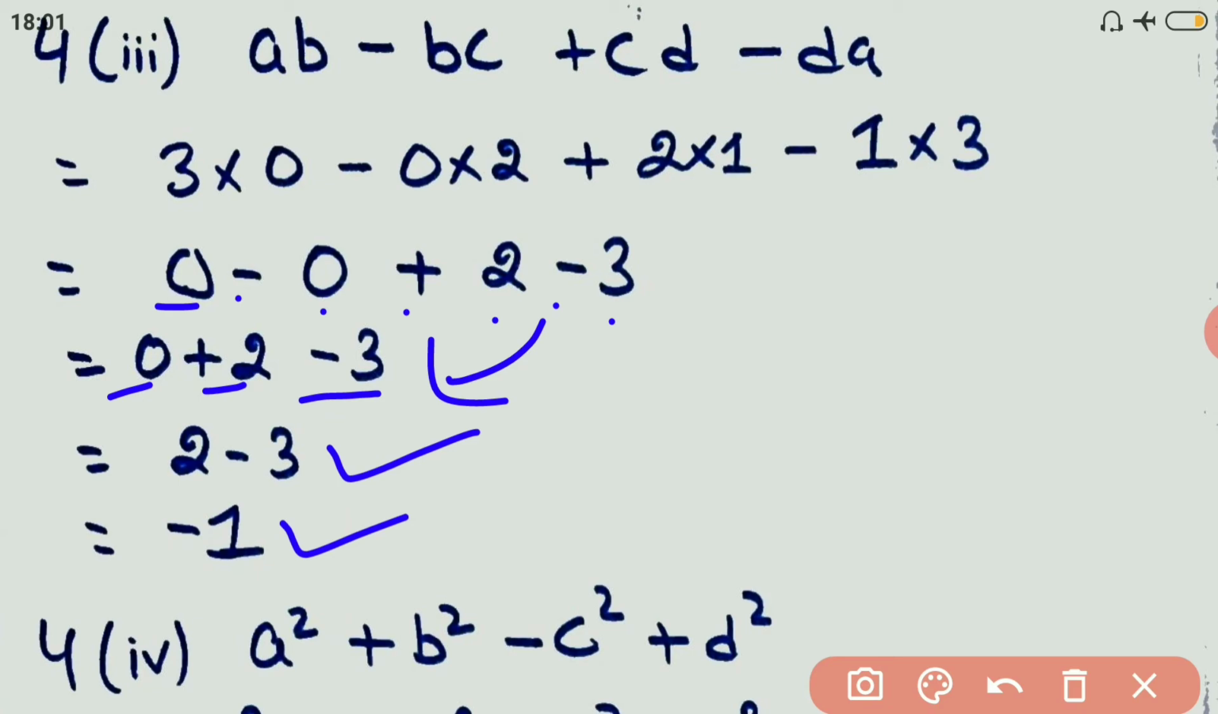Again using the same logic, we have plus 2 and minus 3. Both are having different signs. So what will happen is we should subtract. So 3 minus 2 shall give me 1. 3 is bigger than 2, hence I am using the sign of 3, which is minus. This is how we are supposed to do number 4.3.